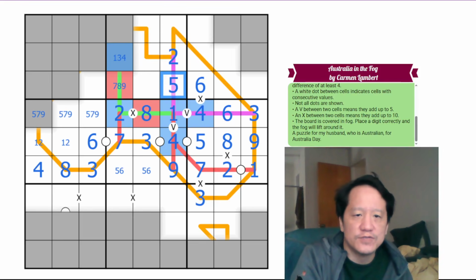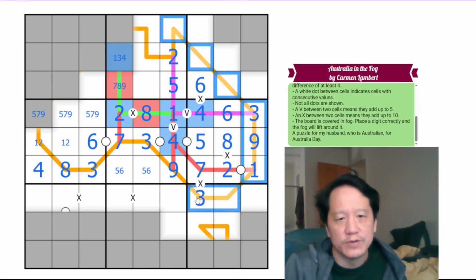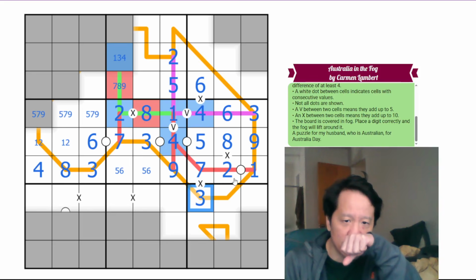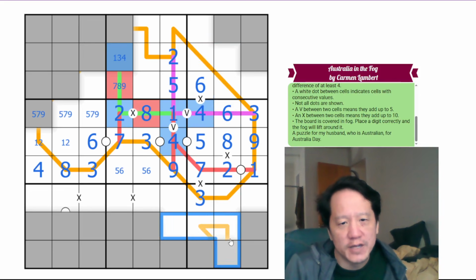This is 2, this is 5, and we're seeing the outline of Australia here with, I believe, this is Sydney, this is Melbourne here, Cairns was around here. And then we have Tasmania here.